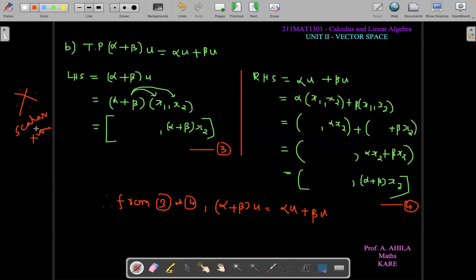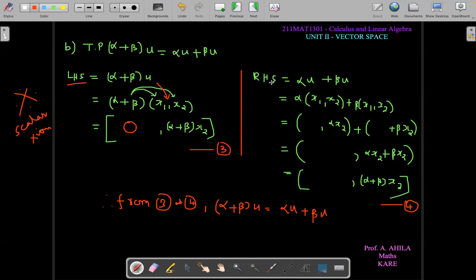Okay. So consider the left hand side now. Alpha plus beta into u. Instead of u, substitute x1 comma x2. Now operate this alpha plus beta, this whole scalar with this element. Okay. So again here we get 0 because we are making the scalar multiplication. Then alpha plus beta into x2. The second ordinate exists like this.